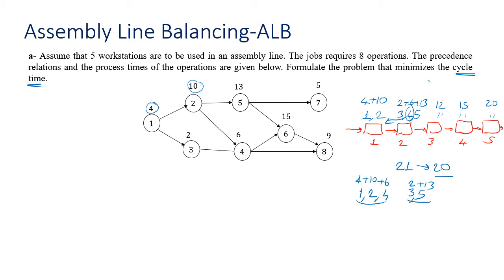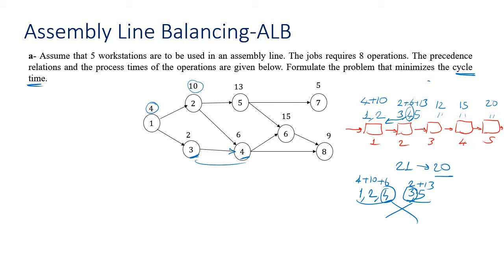Look at this task 3 and task 4. Okay, look at this relation over here. Task 3 precedes task 4. It must be completed earlier than task 4, but look, task 4 is assigned to an earlier workstation, so this is not a feasible solution according to this precedence relationship.